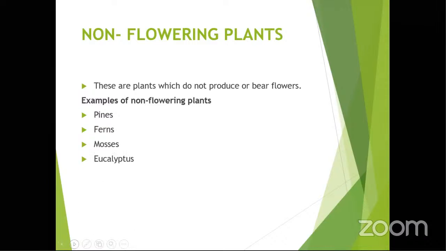Then we have eucalyptus. Even the eucalyptus is also a non-flowering plant. Then we also have liverworts. It is also a non-flowering plant. And then we have what we call algae. Algae, these ones are also under non-flowering plants.